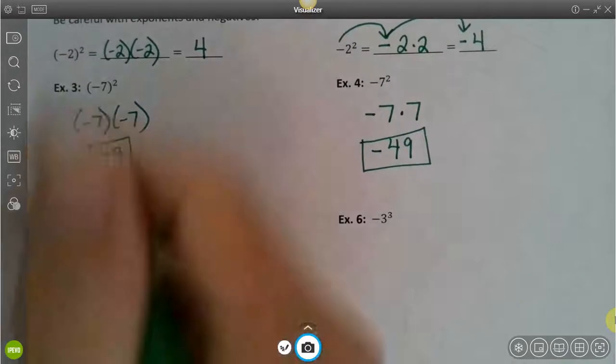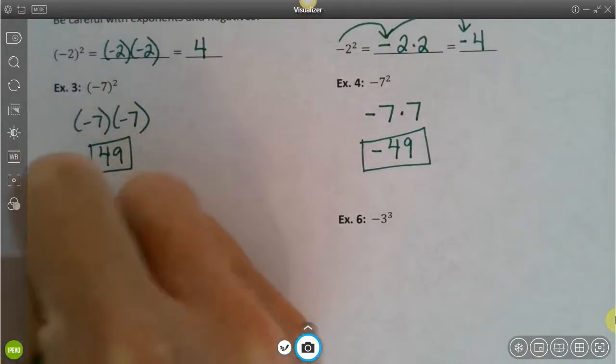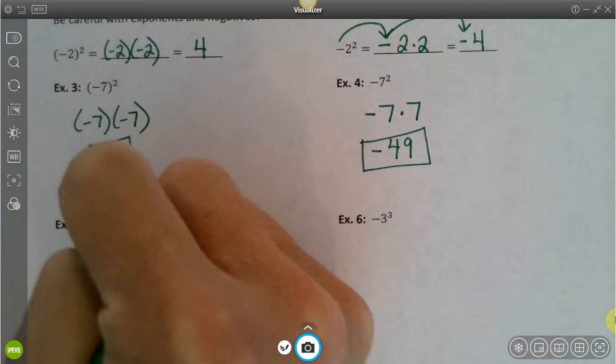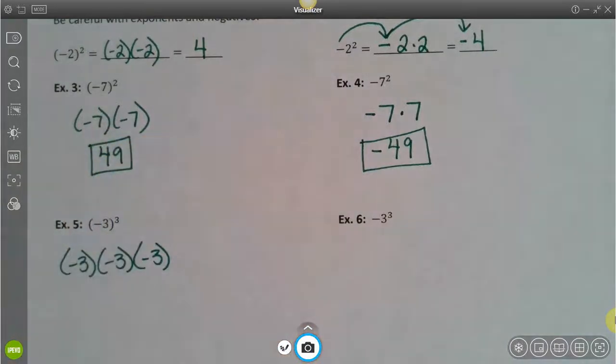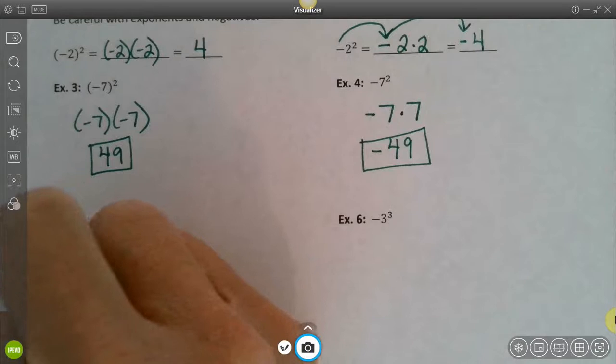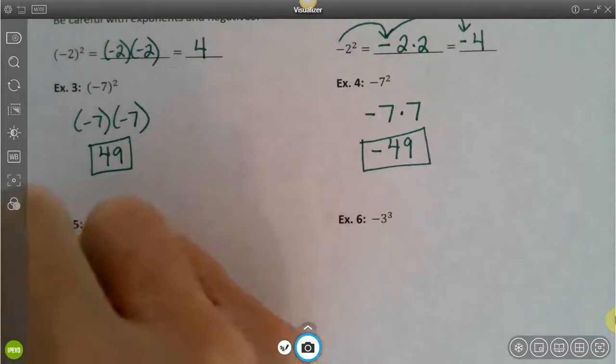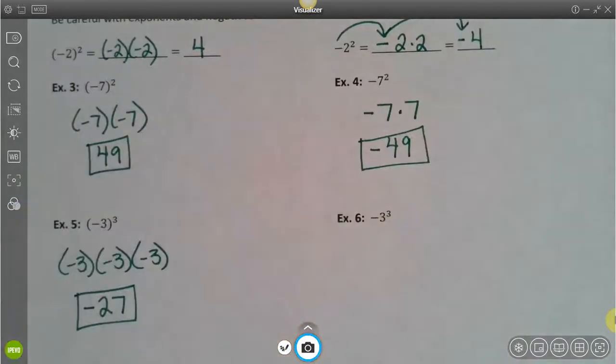Negative 3 cubed means to multiply negative 3 times negative 3 times negative 3. And just 3 times 3 times 3 would give us 27, but then a negative times a negative times a negative, an odd number of negatives, is going to give us a negative answer. So this would equal negative 27.